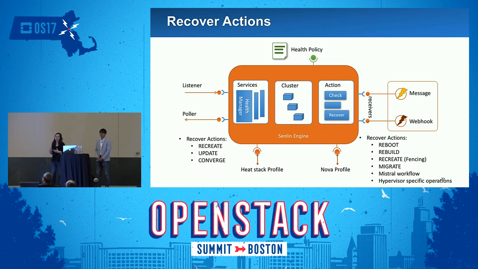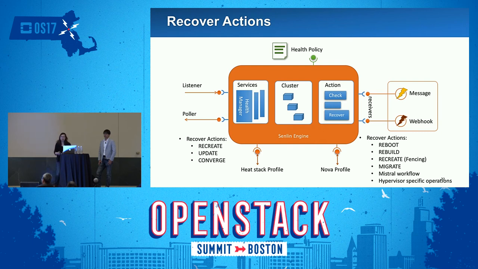Senlin actually provides very rich kinds of support for the recovery. But the recover action is definitely related to the type of the object that Senlin is managing. Such as for Heat stack, we have different kinds of actions such as recreate, update, and convert. That's because Heat stack allows such kind of operation. For Nova, actually we have more operations on the option list. We can reboot, rebuild, and recreate. The recreate actually includes fencing processing because we need to make sure a failed node is really dead, or some negative impact will happen.